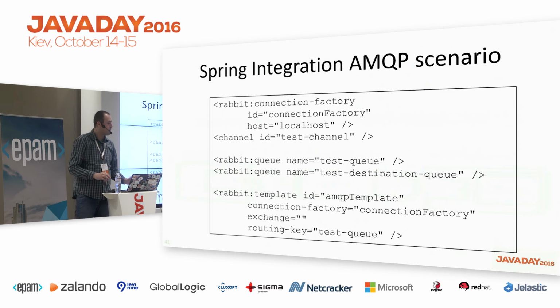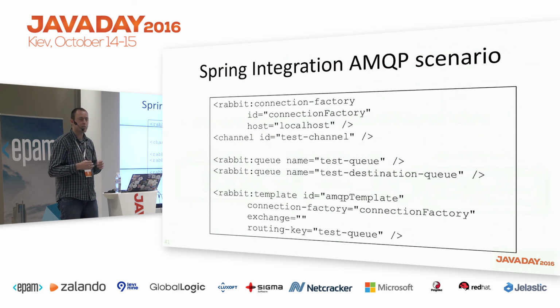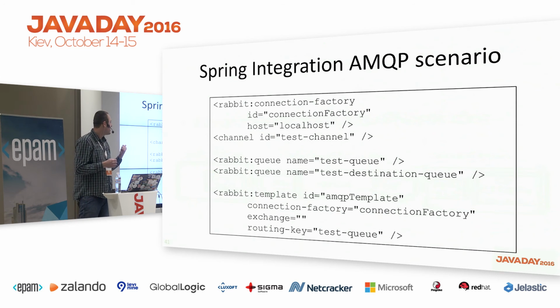And basically, this is how you can create that scenario using Spring configuration. You create the connection factory again, which is the Spring utility for creating TCP connections to a message broker. Then you create two queues. In that particular example, I'm using the same RabbitMQ instance, which is the one running on localhost. Then you create a queue called test queue and a queue called test destination queue.